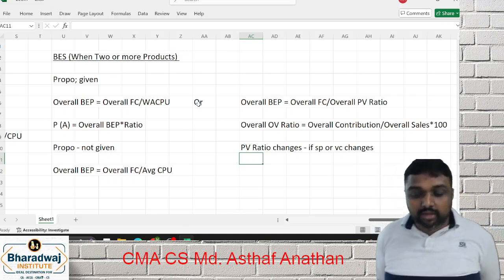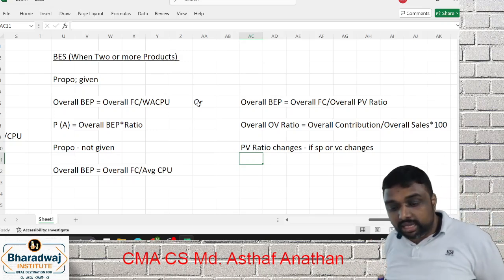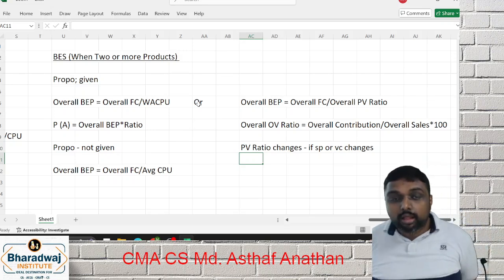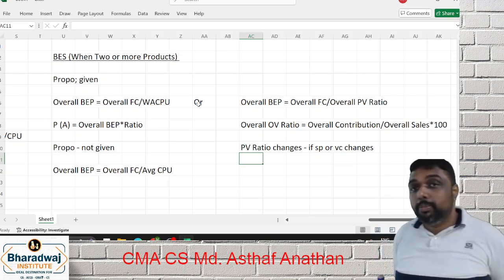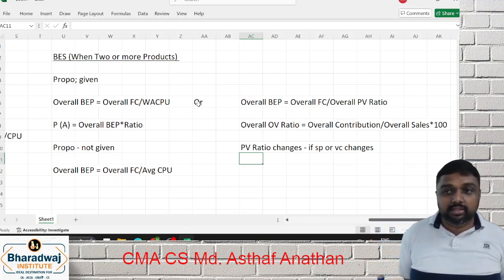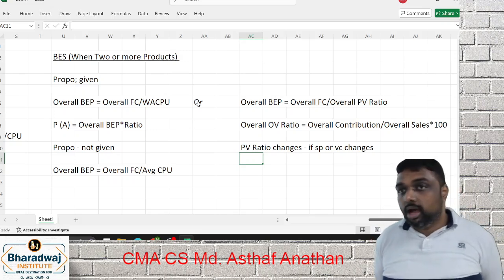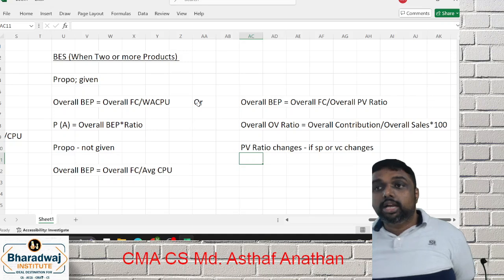PV ratio changes if the selling price or variable cost changes. If your selling price or variable cost changes, your PV ratio changes. You should be very clear about this, because students sometimes make the mistake of taking the same PV ratio. That you should not take. Are you clear?